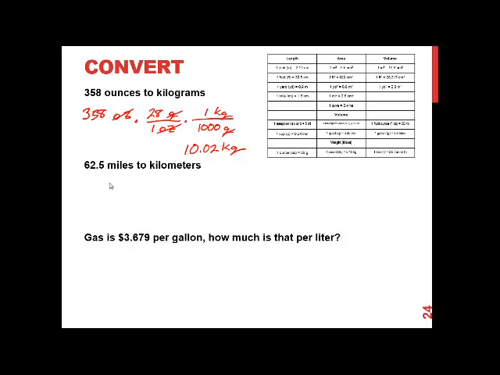62.5 miles to kilometers. Well, this one's not too bad. We've got a mile to kilometer. 1 mile is 1.6 kilometers. We'll divide out our miles. 62.5 times 1.6 is 100 kilometers. So right around 60 miles is about the same as 100 kilometers.